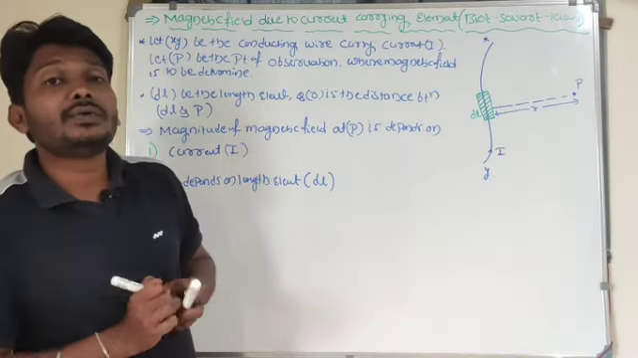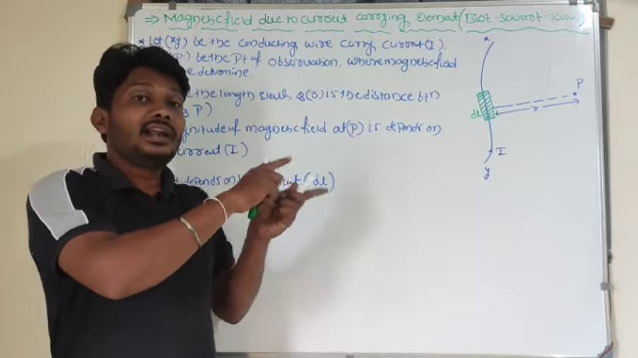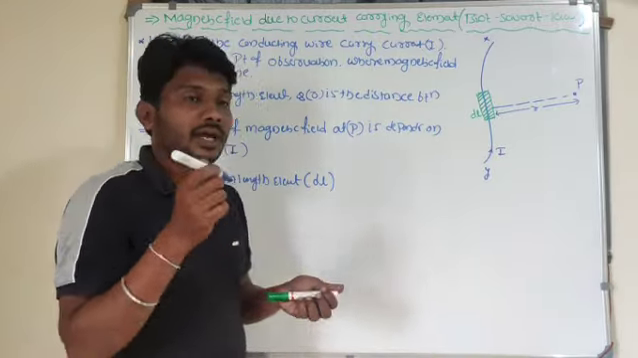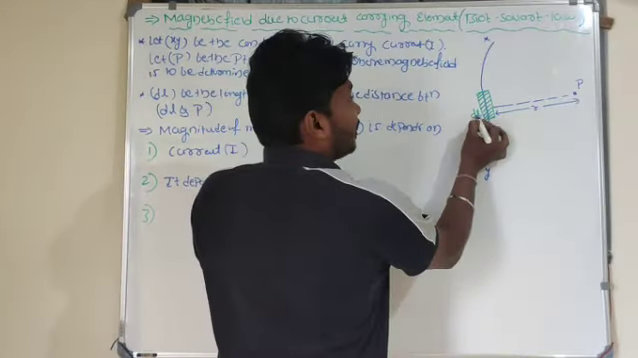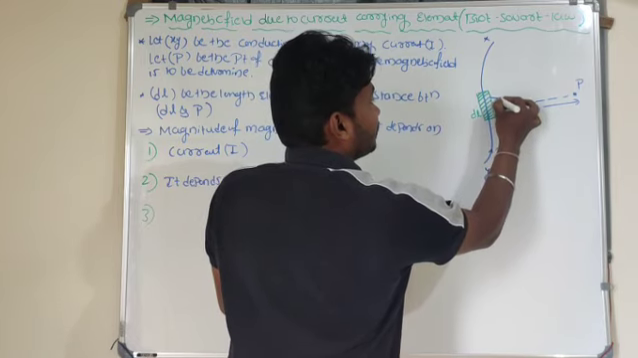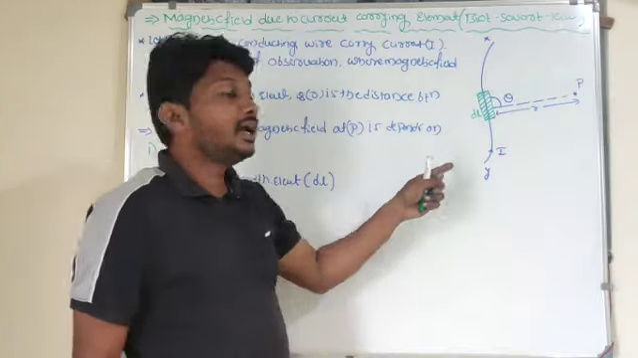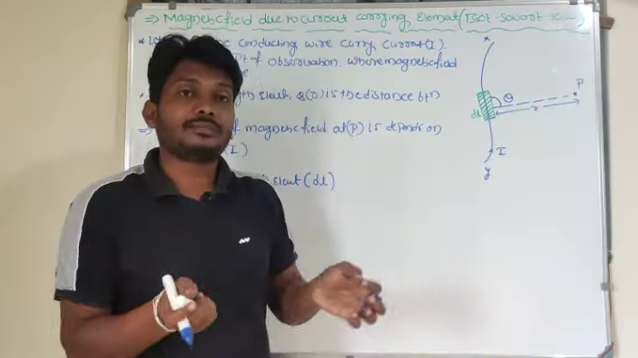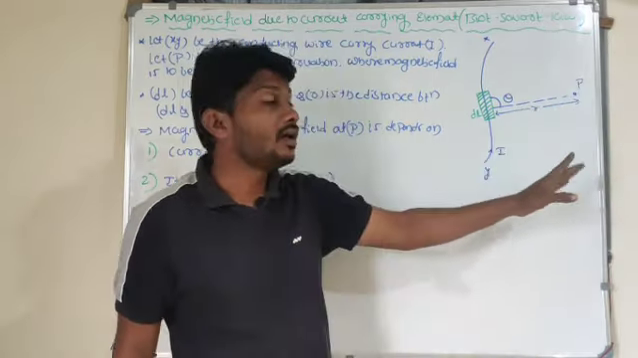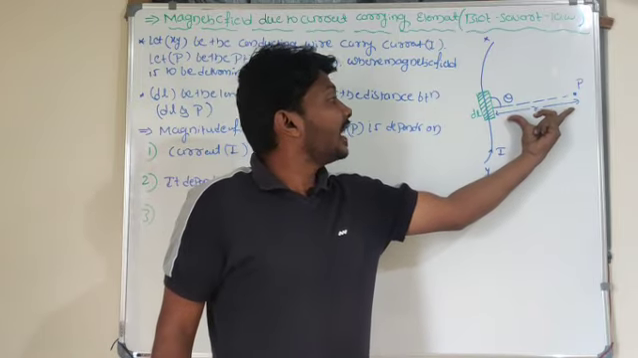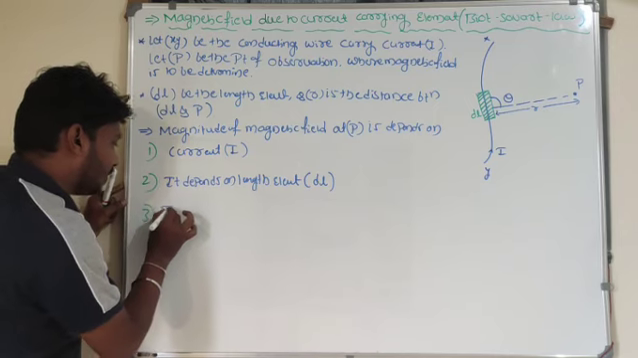Next, the magnitude of magnetic field at point P depends on the angle between the length element and the distance. Theta is the angle between the length element and the line joining that length element and the point of observation.